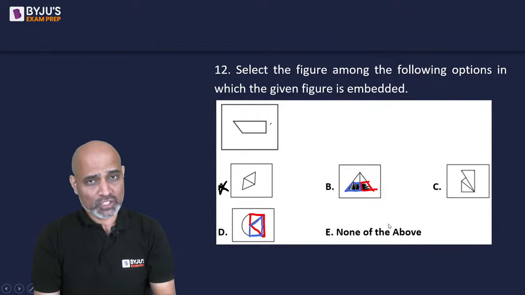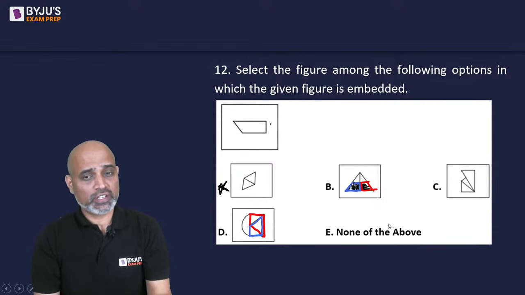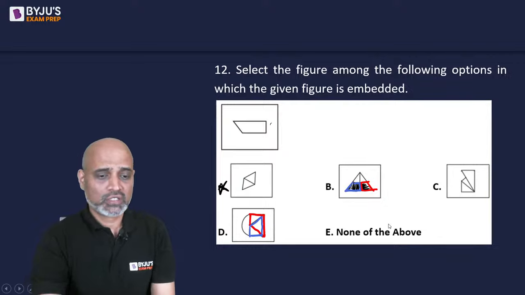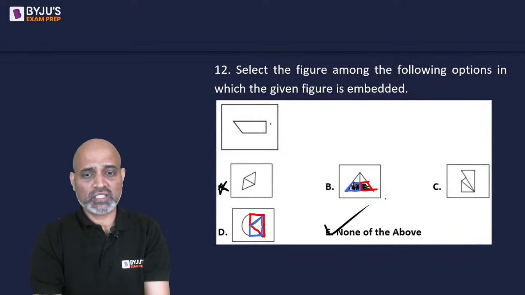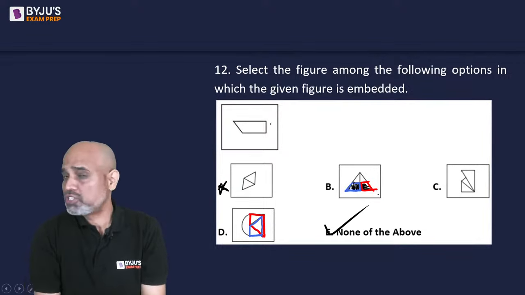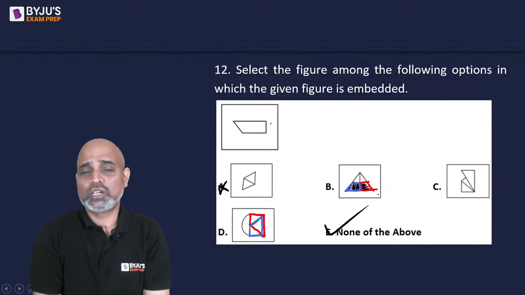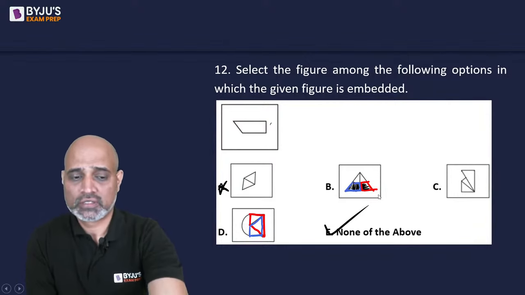So can we assume that rotation is not allowed? Otherwise, how can we mark two options? So E becomes the answer. और कोई चारा नहीं है. There is no other way out of this.